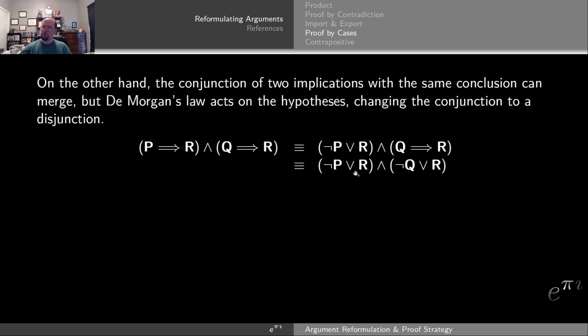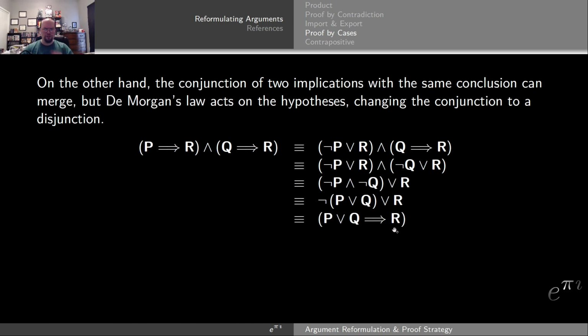But notice this time, the disjunction with R in common. So undoing the distributive law, if you like factoring, I can rewrite this as negation of P, conjunction negation Q, disjunction with R. But what happens here is I have the negations, and I can pull that negation off, but De Morgan's law would cause the conjunction to become disjunction. So I now have negation of hypothesis, disjunction conclusion, giving me that P disjunction Q implies R. So here's the equivalence. P implies R, conjunction Q implies R, is equivalent to P disjunction with Q implies R.